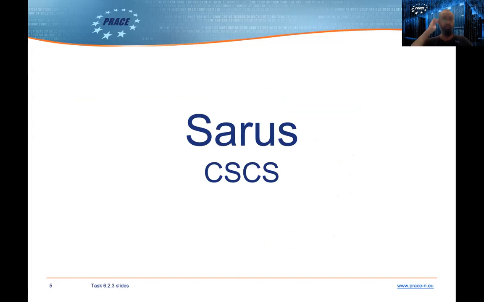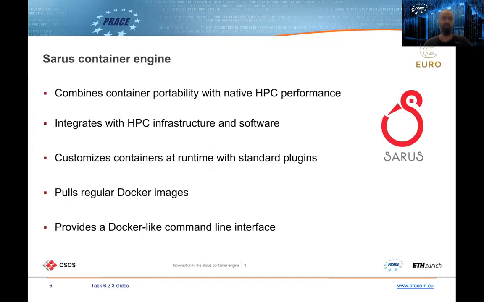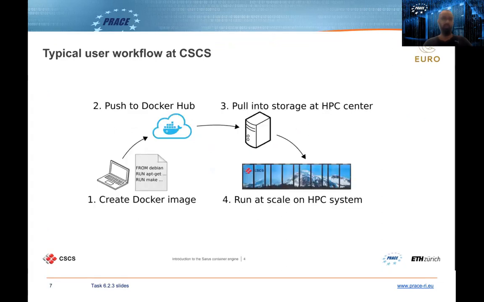In the first phase in 5IP, we explored some container platforms like Singularity and Docker. And in 6IP, we explored new container platforms like Saros, developed by CSCS. Saros combines container portability with native HPC performance. And it is similar to Docker. It pulls regular Docker images. And this is how it works. One creates a Docker image on the laptop, pushes it to Docker Hub, goes to the HPC system where Saros is installed, pulls that Docker image, and just runs it.